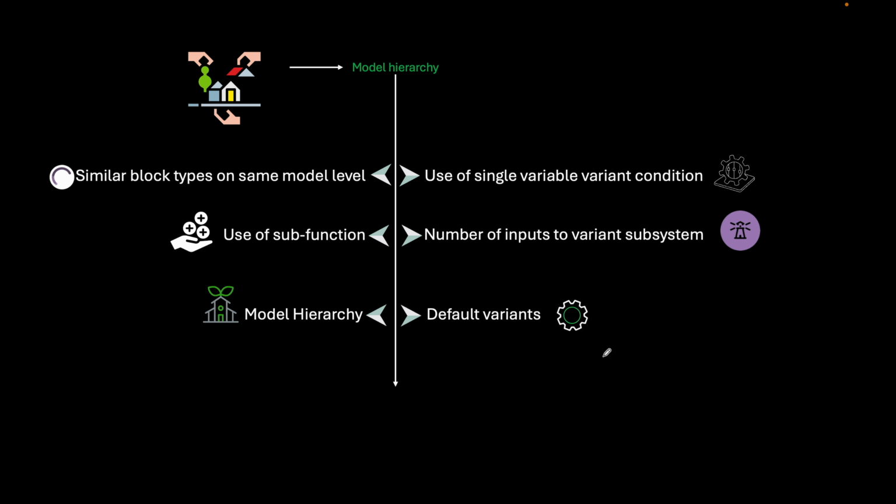In this particular tutorial series, we are looking into the MAAB guideline, and in the MAAB guideline, we are looking into the concept of model hierarchy. In this case, we will be looking into the number of inputs. In the previous tutorial, we have seen similarity of blocks, use of subfunctions, model hierarchy. Now we will be going into the number of inputs to the variant subsystem. So let's deep dive into the concept.